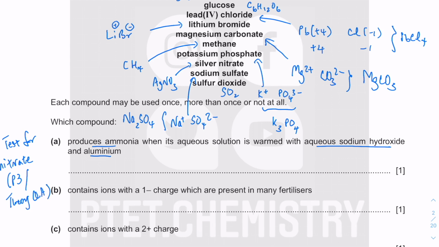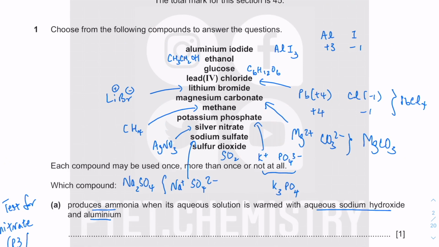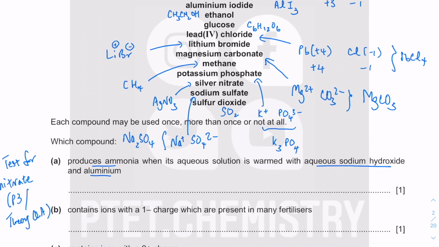So not necessarily just from your paper 3 where you're given the table, but also in a theory paper, whether paper 1, 2, or alternative practical, they can ask you this particular test for nitrate where you add in sodium hydroxide and heat it with aluminium, and you will get ammonia being produced. So that's going to be anything that contains nitrate. There will be silver nitrate.